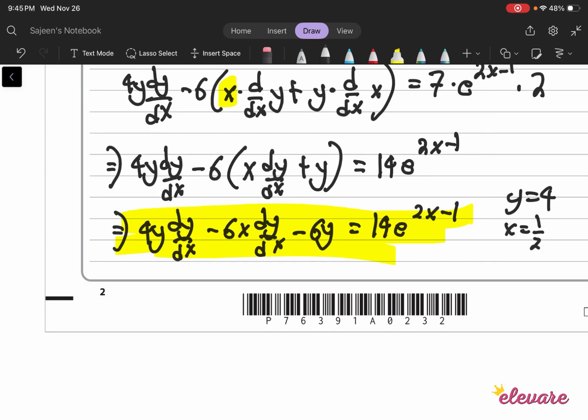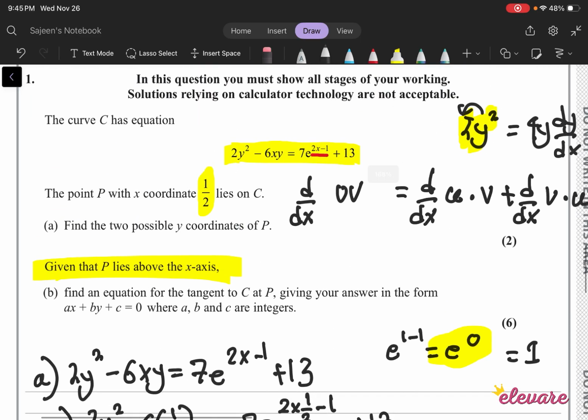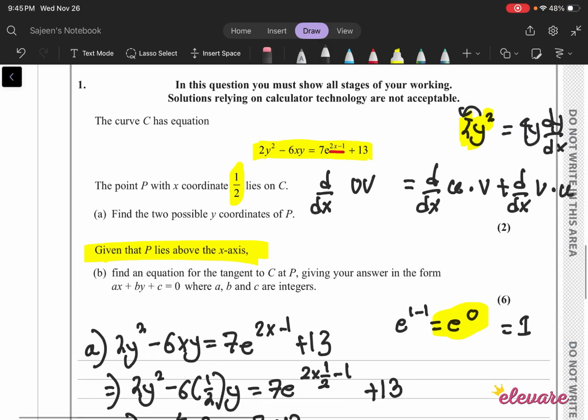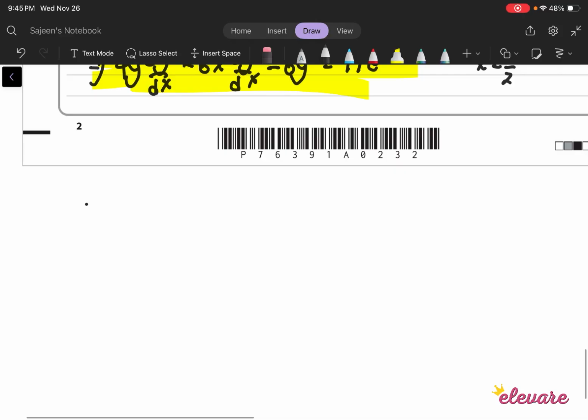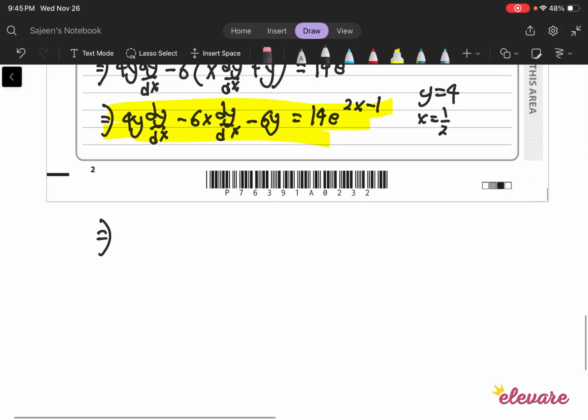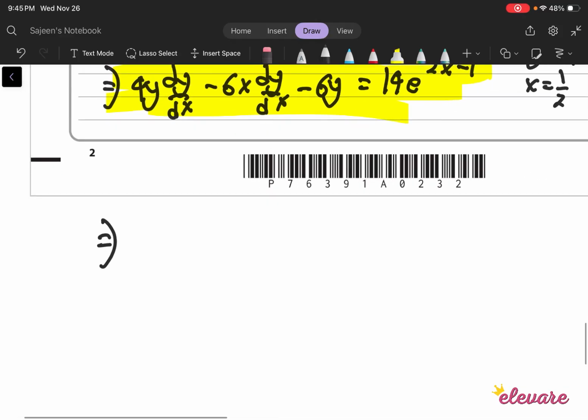And dy/dx তো আমি জানি, একটা equation এ dy/dx তো আমাকে সবসময় আমার gradient টা দেয়, right? সো basically আমি এখানে আমার gradient টা find out করার চেষ্টা করতেছি। ওকে, সো এইখানে if I replace y with 4 and x with half, আমার equation এ কেমন আসবে?